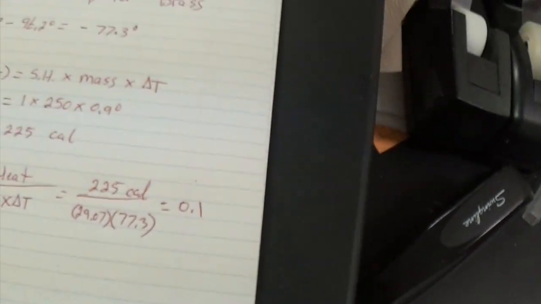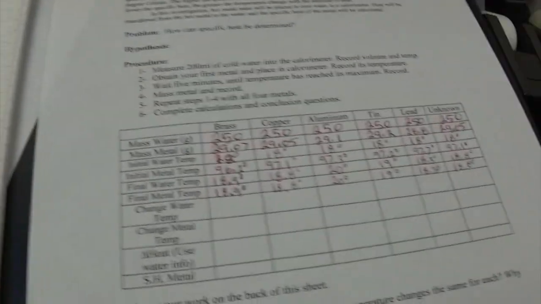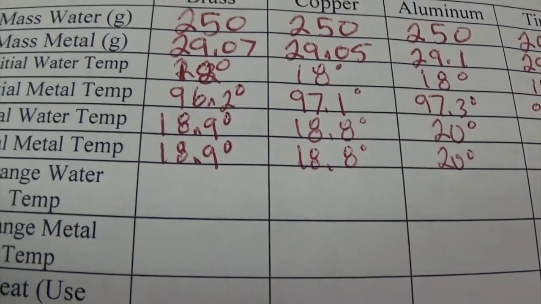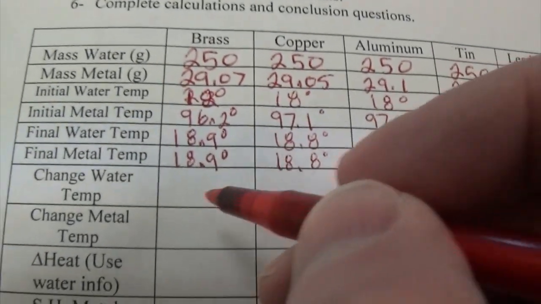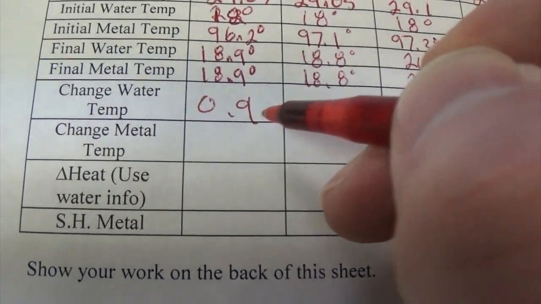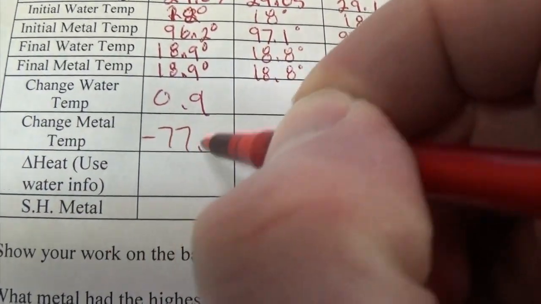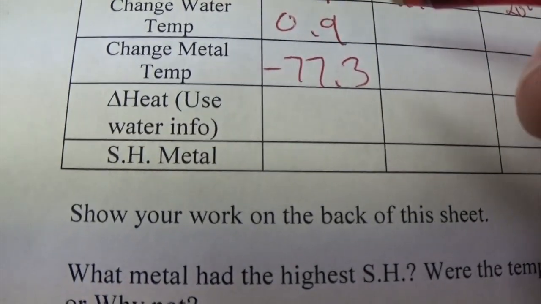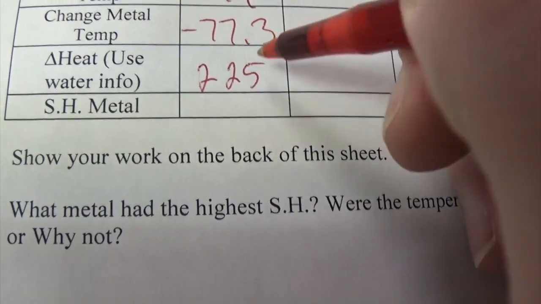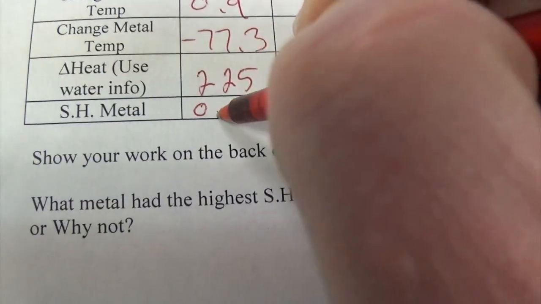So this is all of what I'm going to be recording inside of my actual data table. Now this is just an example. I'm going to have you guys do all the rest on your own. Let's see what we got here. Our change in water temp for the brass was 0.9. Our change in metal temperature was the negative 77.3. The change in heat, or exchange in heat, for all of this is 225 calories, and then the specific heat that we got here at the very end was 0.1.